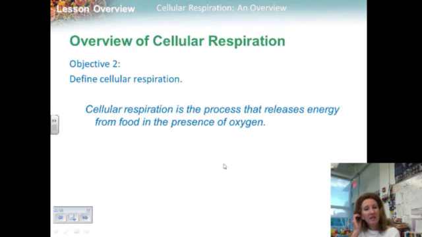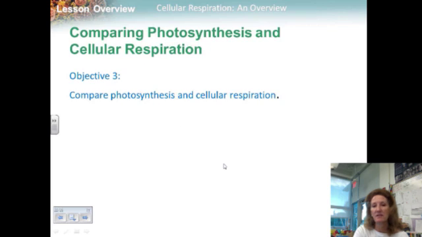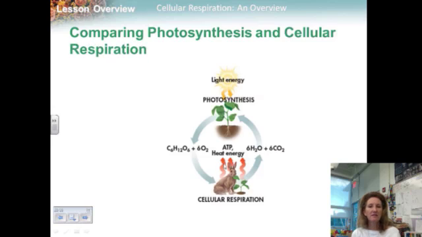So, define cellular respiration was our objective. Cellular respiration is a process that releases energy from food in the presence of oxygen. Objective 3 is compare photosynthesis and cellular respiration. So basically, photosynthesis and cellular respiration are opposite processes. The energy flows in opposite directions, all right? Photosynthesis deposits energy and cellular respiration withdraws energy. The reactants of cellular respiration are the products of photosynthesis and vice versa.